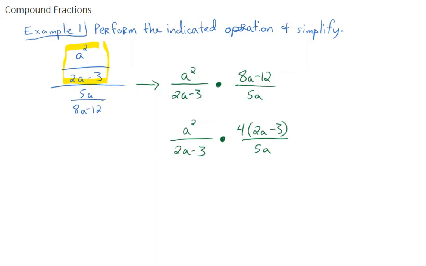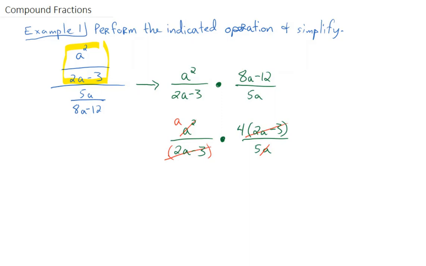So now we're going to reduce anything in the numerator that will reduce with the denominator. So I have a couple a squareds up here. This is going to reduce down to a single a and cancel off this a down here in the denominator. And then I have the full factor 2a minus 3 that I can cancel with this 2a minus 3.